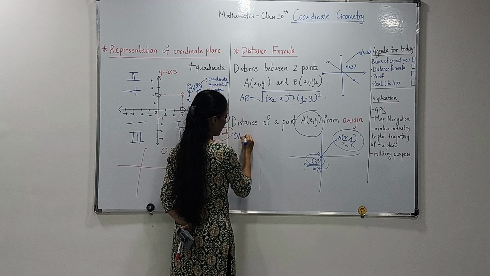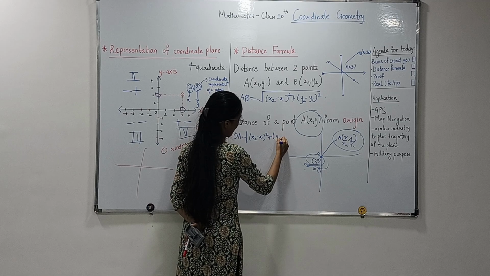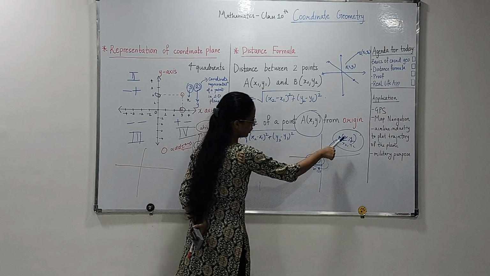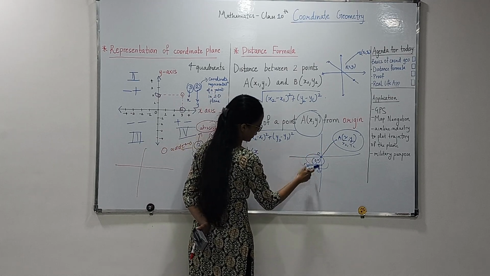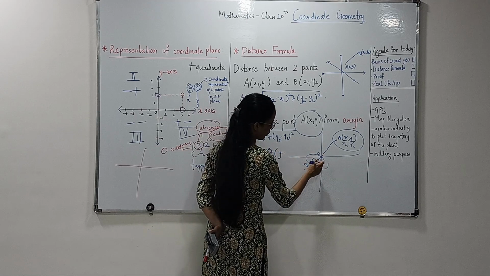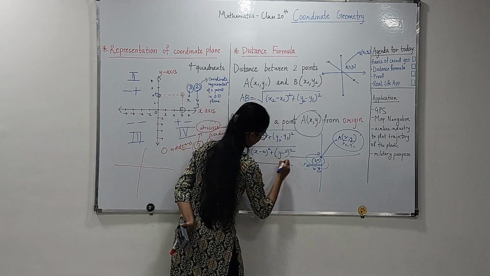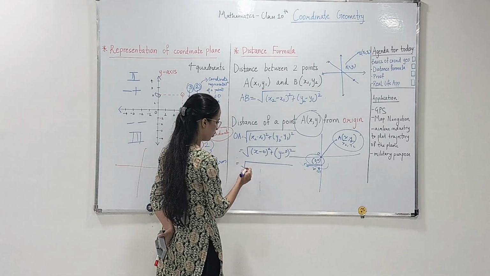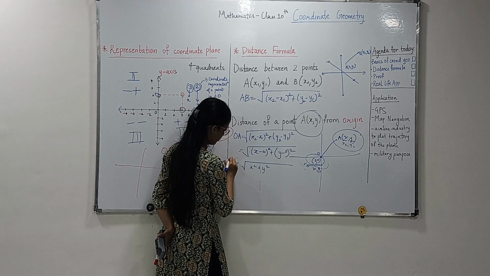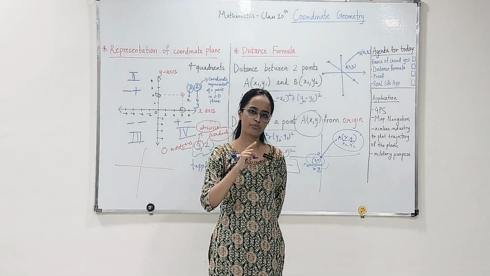So OA would be equal to under root of (x2 minus x1) square plus (y2 minus y1) square, right? Now here your x2 is x, whereas your x1 is 0, the whole square. Similarly, your y2 is y, whereas your y1 is 0, the whole square. So this is equal to under root of (x minus 0) is x, and the whole square, so you have x square plus y square. So with this we come up to a general formula of finding the distance between any point from its origin.